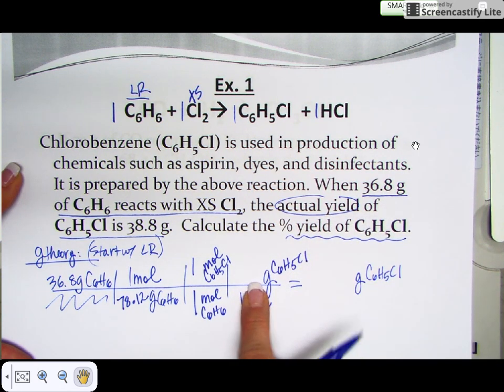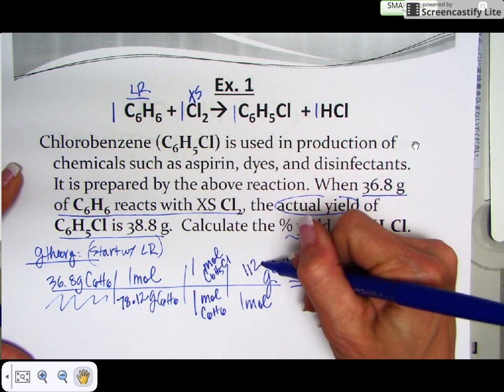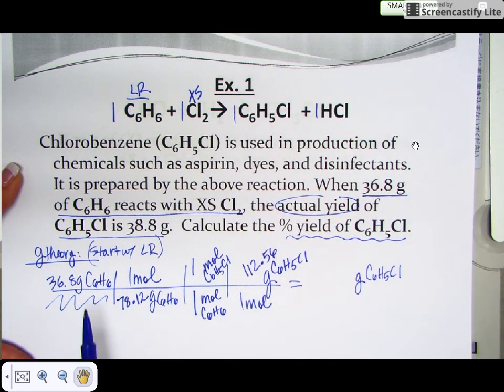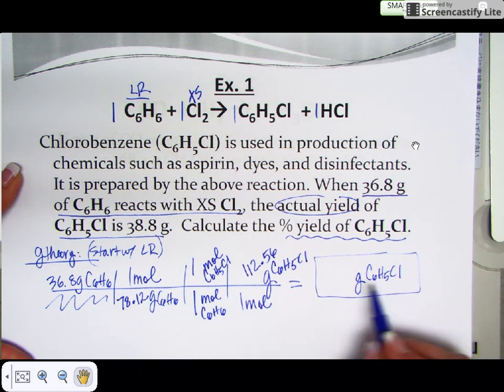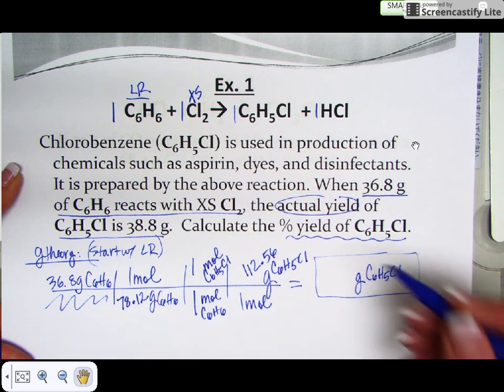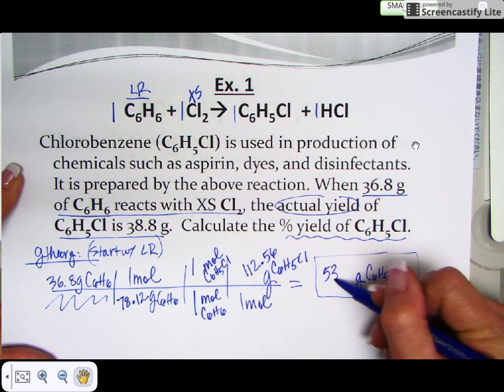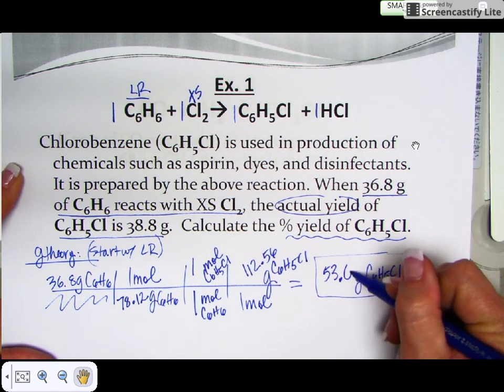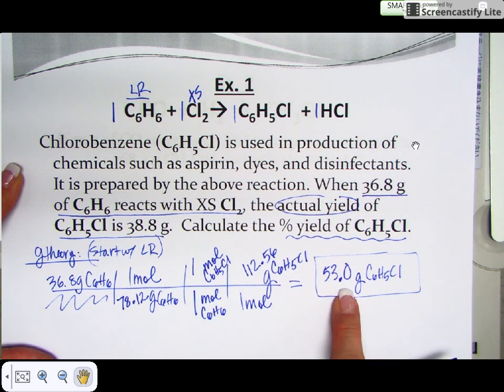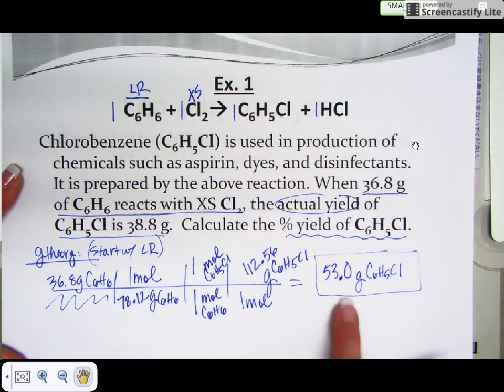Molar mass of the C6H5Cl is 112.56. Now, this is going to allow us to calculate grams theoretical of the chlorobenzene. So this is going to give us 53. Plug it in your calculator. Make sure you verify you get the same thing. 53.0 grams, and that's just 3 sig figs. So this is our grams theoretical.